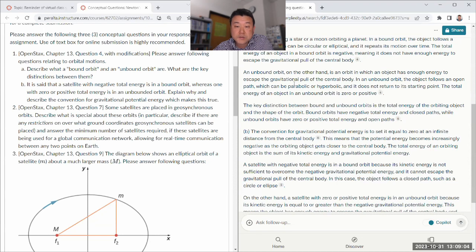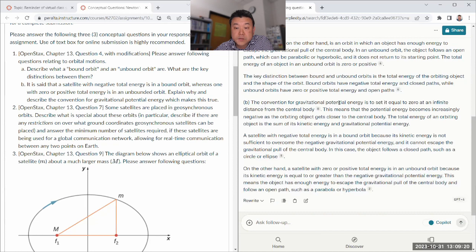So an unbound orbit has enough energy to escape the gravitational pull, right? Open path, hyperbolic or parabolic. I think parabolic is where it has exactly zero total energy. Zero or positive. The key distinction is the total energy, with the convention of zero at infinite distance. This is what I like to call a universal reference point. Universal in that anybody can refer to it because, unlike a reference that's nearby, when it's infinitely far away, it's infinitely far away for everyone. Negative is good.